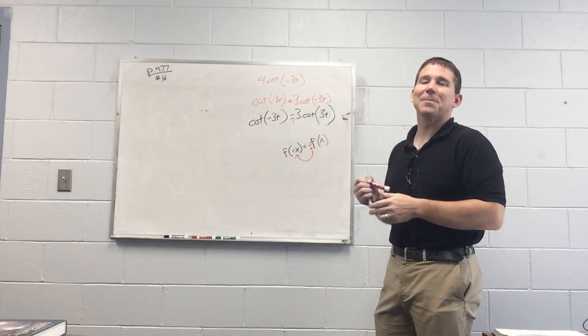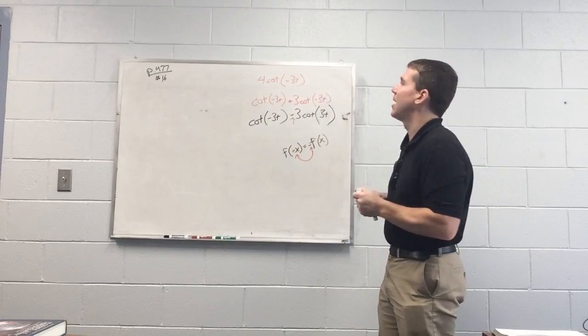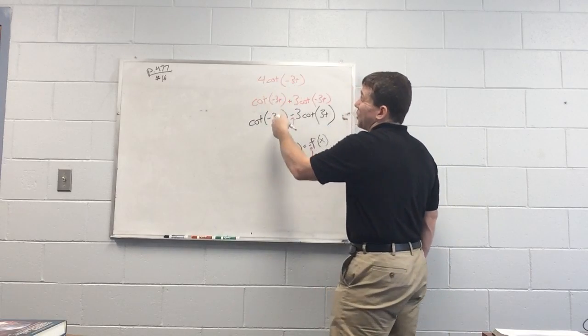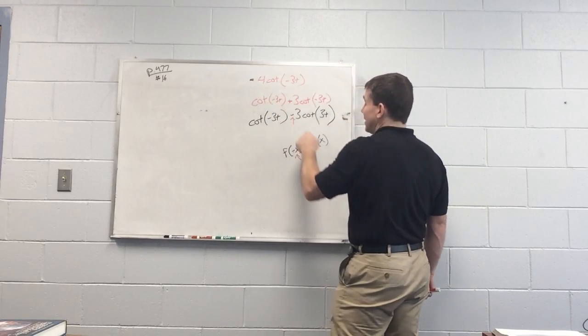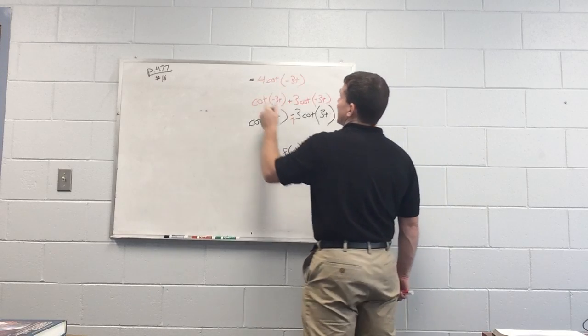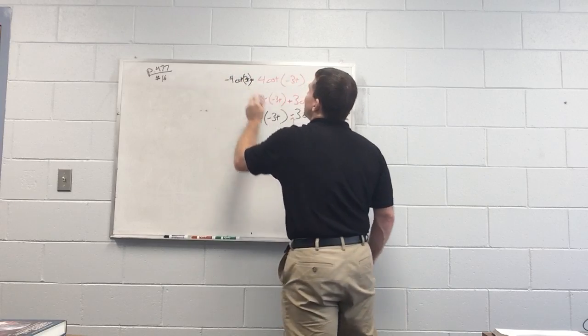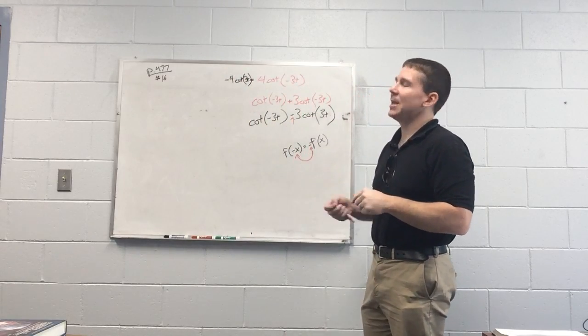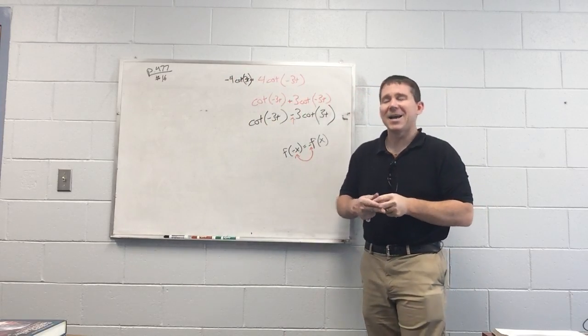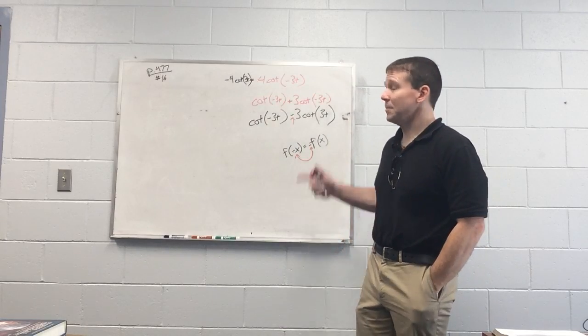And I'm just doing algebraic manipulation using my definitions and properties. If you wanted to, you could also go backwards. I could take the negative on the inside, put it on the outside. And I can rewrite this as negative 4 cotangent 3t. They mean the same thing because cotangent is odd. Either answer is completely fine.